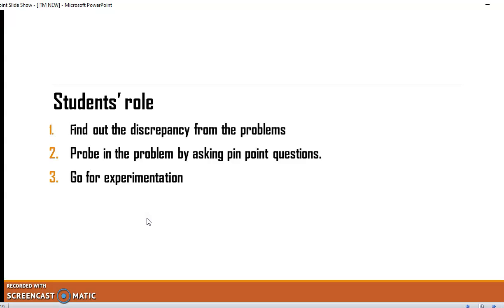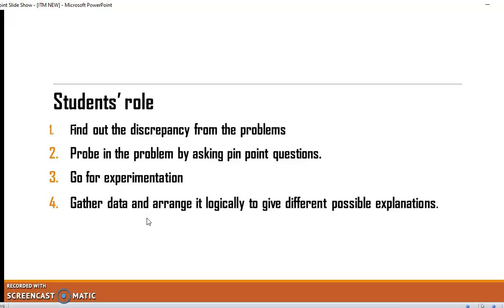So the term experimentation is used in a general manner, wherein the students would experiment with their thoughts. Experimentation does not only mean working with apparatus or devices in the lab, but in a general context, where the students are supposed to understand the given concept by working on it, maybe by reading about it, or talking about it to experts and so on. Fourth one is to gather data and arrange it logically to give different possible explanations.